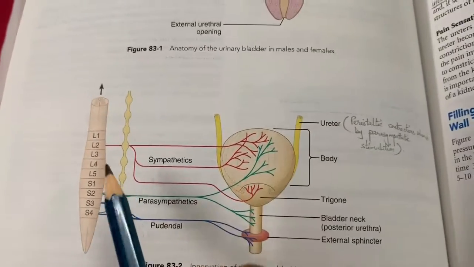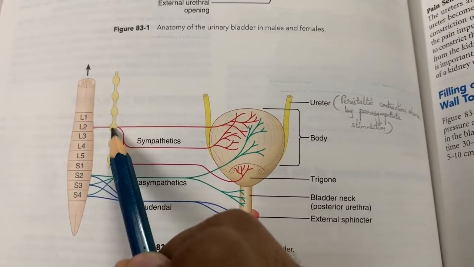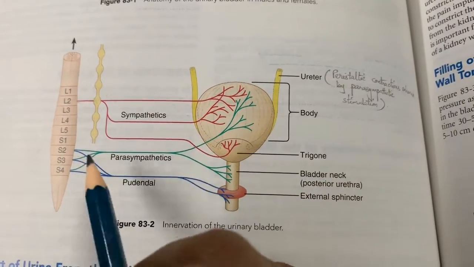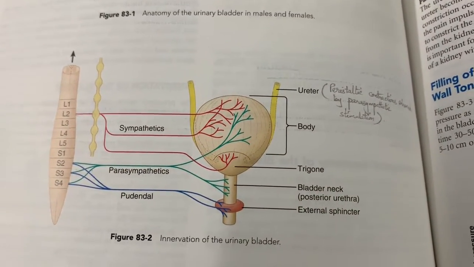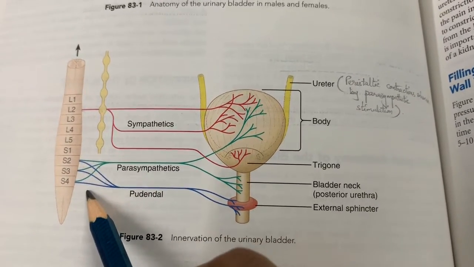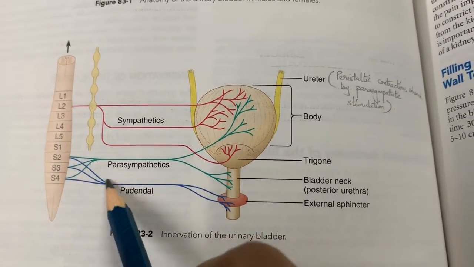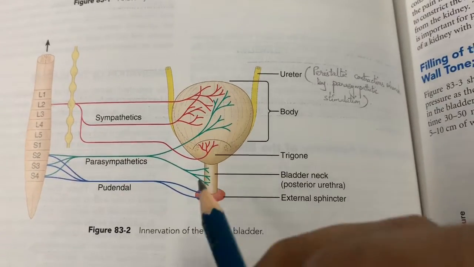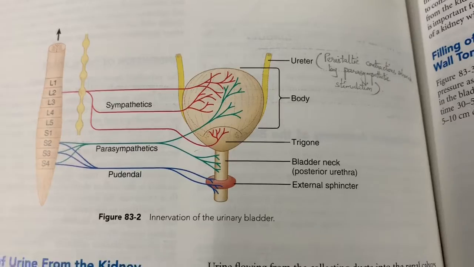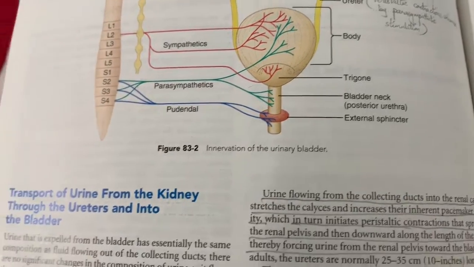So you can see here, from the L2 segment passing through the sympathetic chain, you have the sympathetic innervation of the bladder, which has mainly to do with the blood vessels of the bladder. And then the parasympathetics and pudendal nerves, S2, S3, S4, are the root values. The pudendal nerve controls the skeletal muscle of the bladder. The parasympathetics mainly control the smooth muscle of the bladder and cause it to contract.